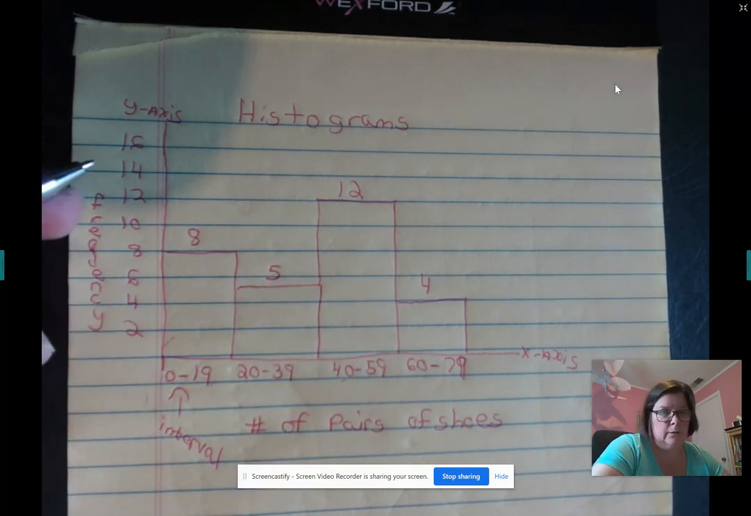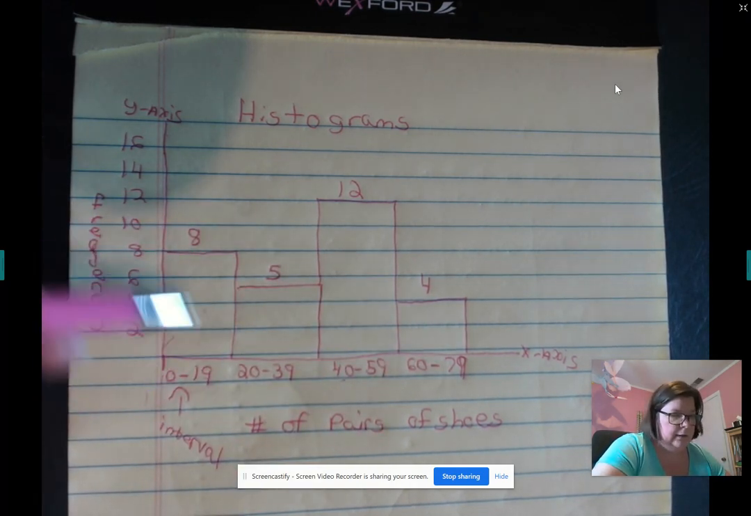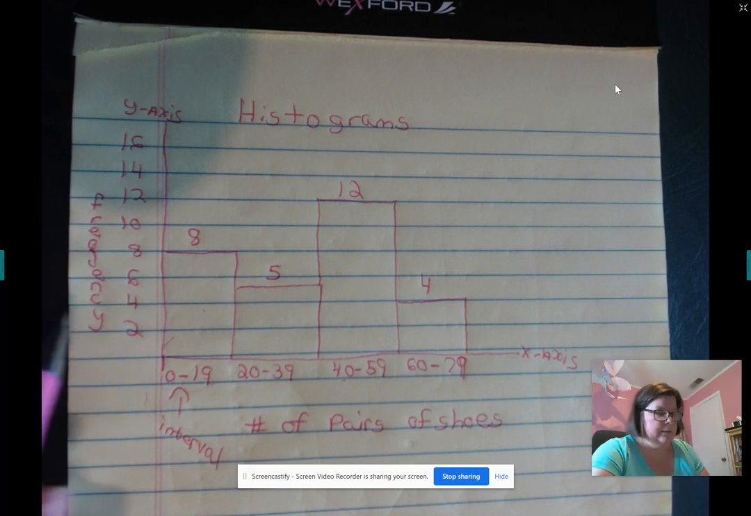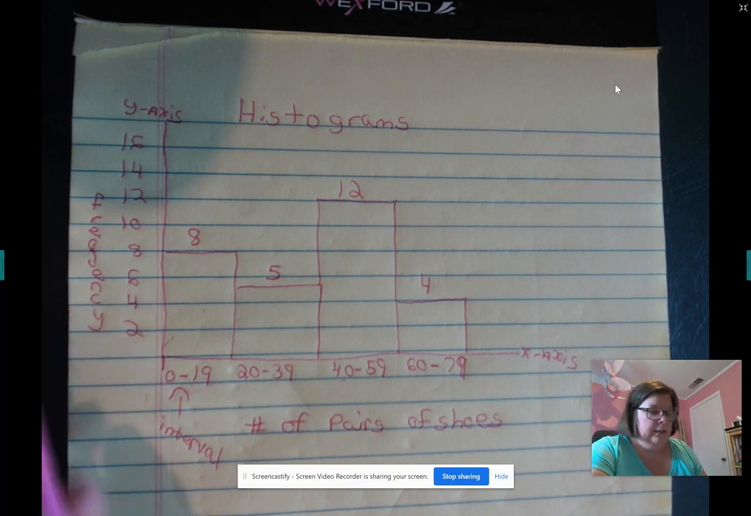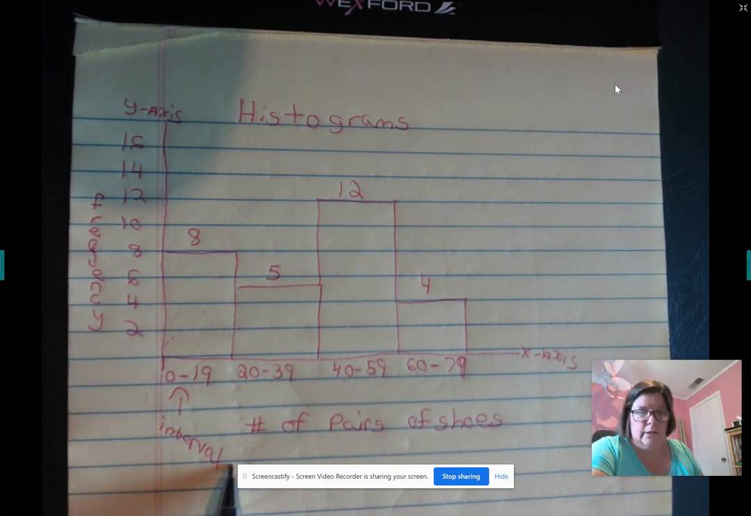It would be a bar graph if these were colors. Like if I asked what your favorite color was and we put blue, orange, black, and green, that would make it a bar graph. Histograms are about intervals of numbers.